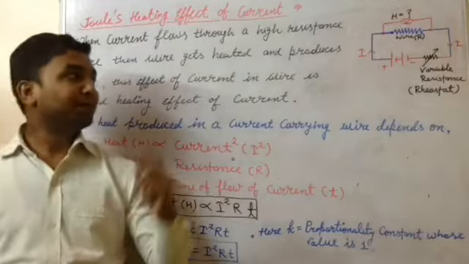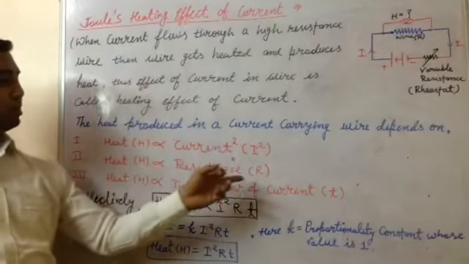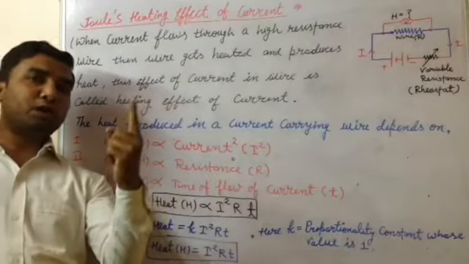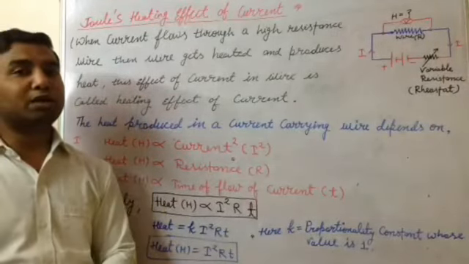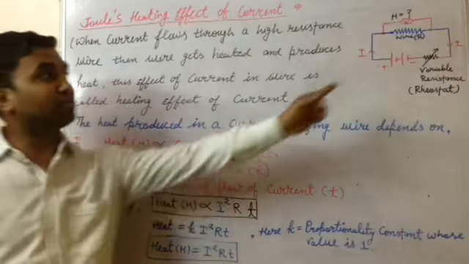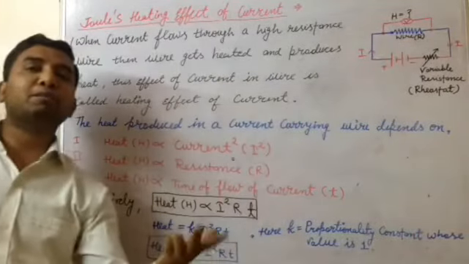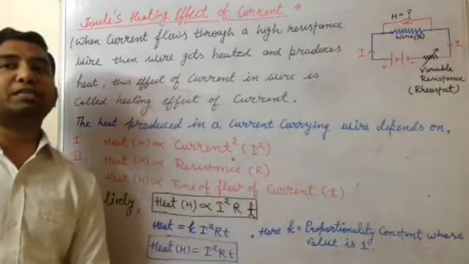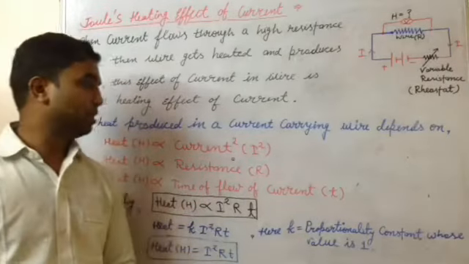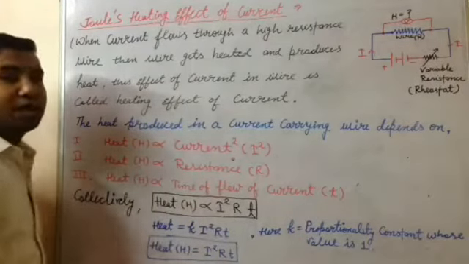In case 2, because in the first case the heat produced depends on R and it was 1 ohm, so whatever heat would be produced, that we'll note down. But in the second case, when the resistance becomes double, the heat would become 2 times the previous case, just double of the first case. So heat is directly proportional to the resistance.